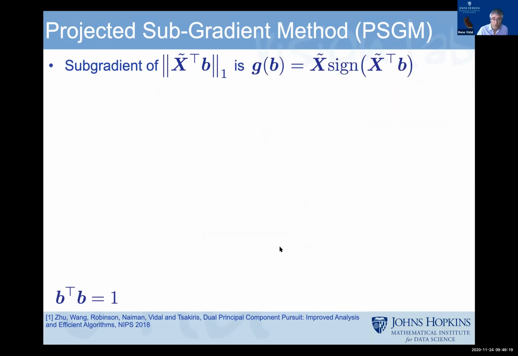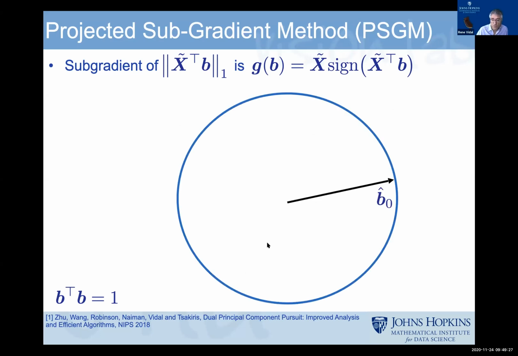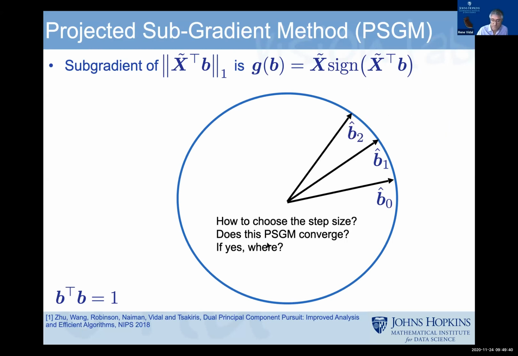All we do is take this non-smooth objective. We can compute an element of the subgradient. Then we do a subgradient descent step. That's going to get us out of the sphere. And then we project. And we repeat this process: compute the subgradient, move, project.